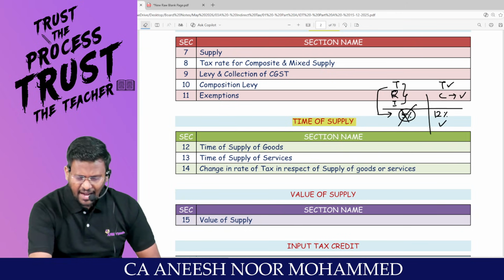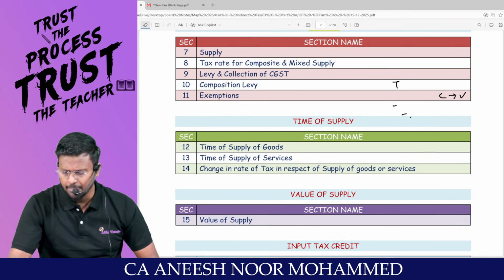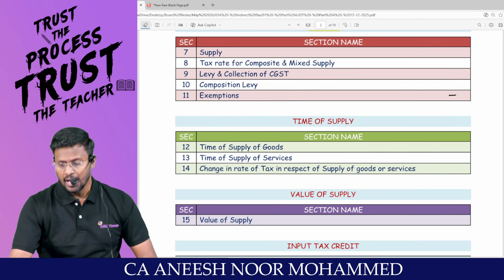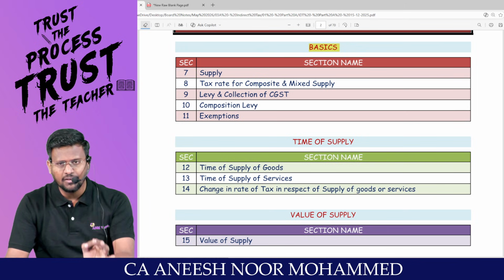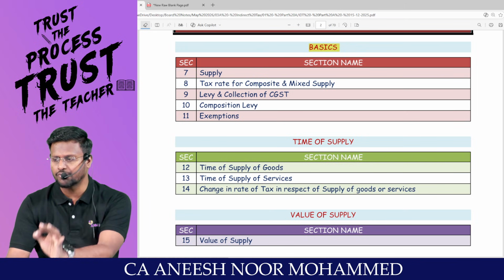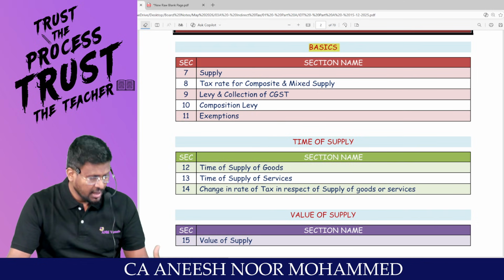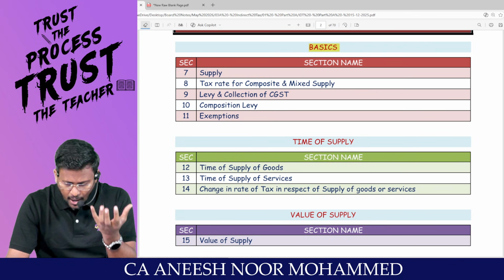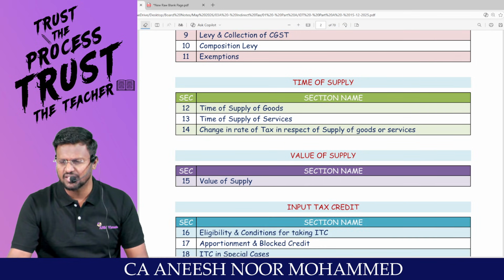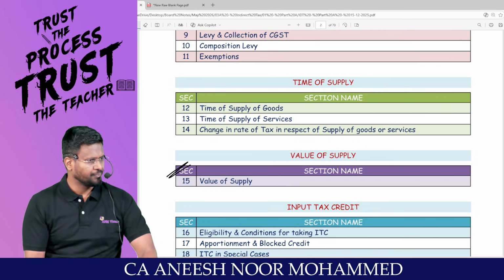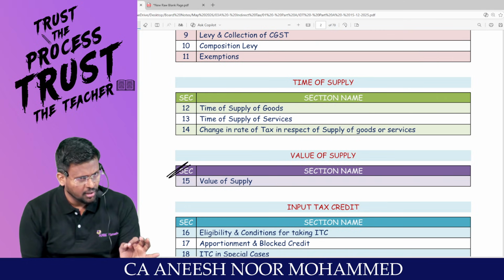Okay sir, my activity or transaction has become a supply. That means it falls under section 7. And I have bifurcated that activity or transaction into either supply of goods or supply of services. Let me ask you a question: on what value am I liable to pay GST? Section 15 is talking about value of supply.